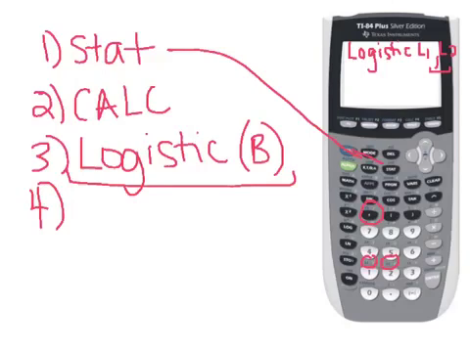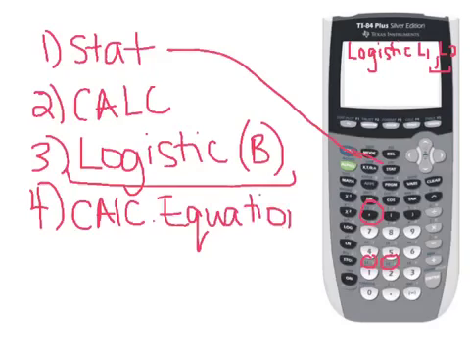Those of you that have the new operating system, when you enter on logistic, it'll bring you to a screen, and you can just make sure your lists say X list is L1 and Y list is L2, and then you can press calculate. So we're going to calculate our equation. Press enter and it's going to give you the logistic equation.